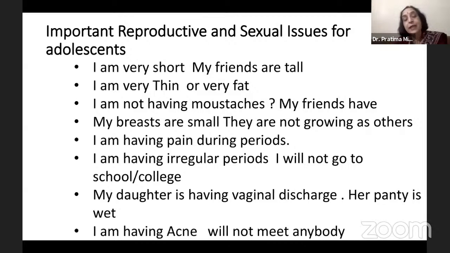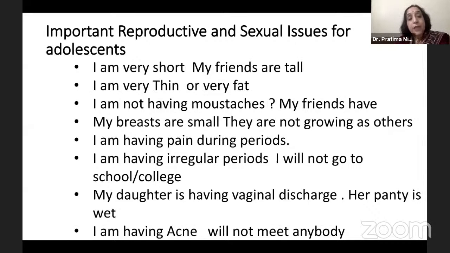And besides that, we have to advise, and basically focus on privacy, confidentiality, as well as availability of iron and folic acid and menstrual hygiene products. All those things should be seen for all the adolescents.